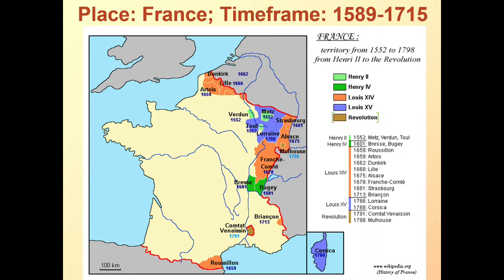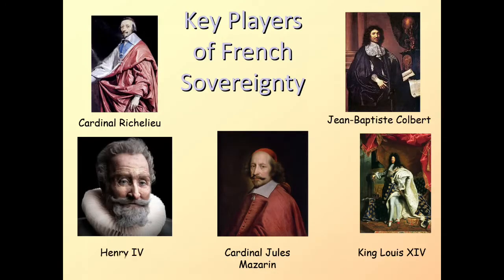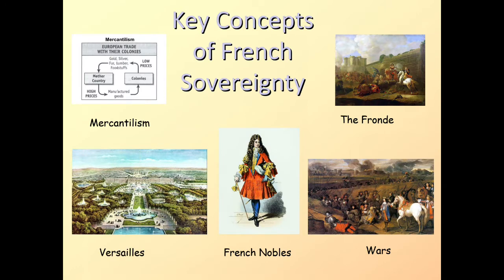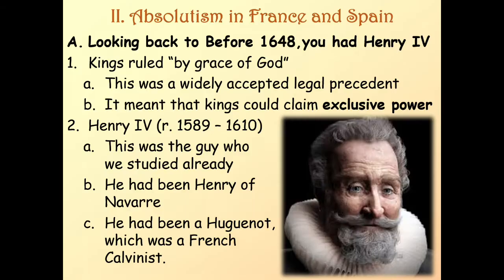And so really concentrating on France at this point, and this is a time frame right here, 1589 to 1715. And we've got some key players, including Cardinal Richelieu. There's our buddy Henry IV. We also have another cardinal called Jules Mazarin. Jean-Baptiste Colbert, big hero for us, big financial guru. And, of course, Louis XIV. Some key concepts: mercantilism, Versailles, the Palace of Versailles, the French nobility, the Fronde, what was that? And then, of course, wars.